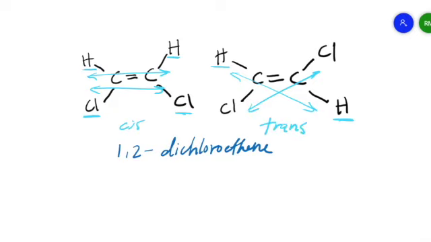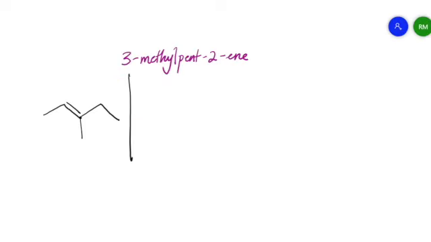Also remember that for the trans, it should be different when you read it from left to right. So here, if you read it from left to right, you would see that first you get a hydrogen and then a chlorine, whereas on the bottom you get a chlorine and then a hydrogen, which makes it trans.